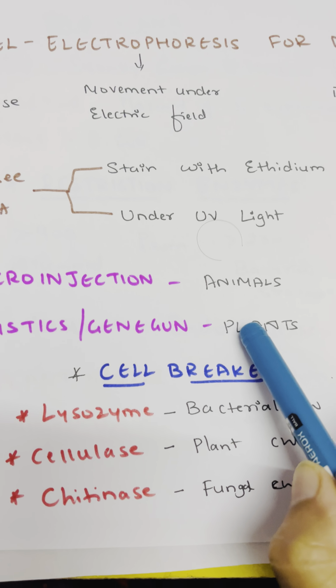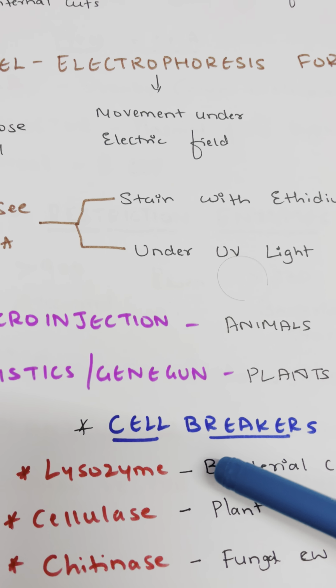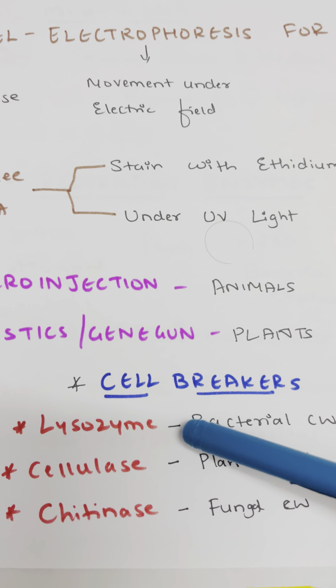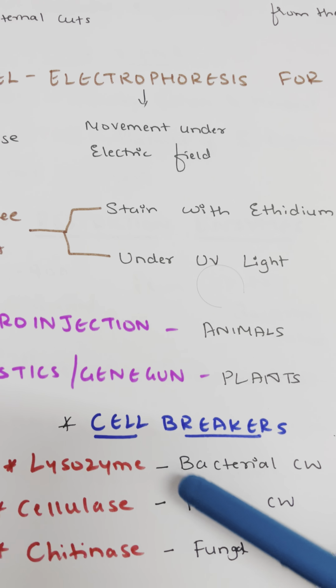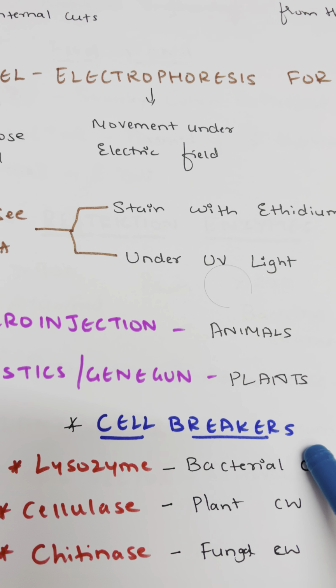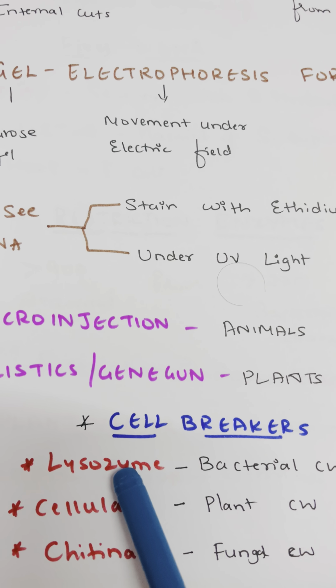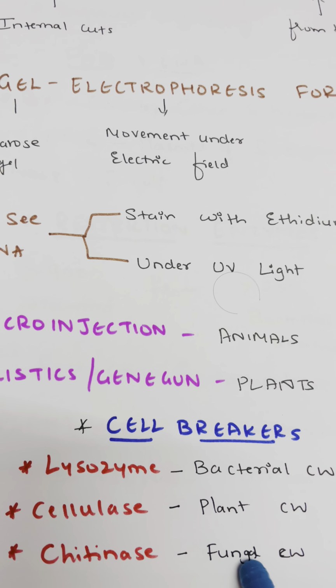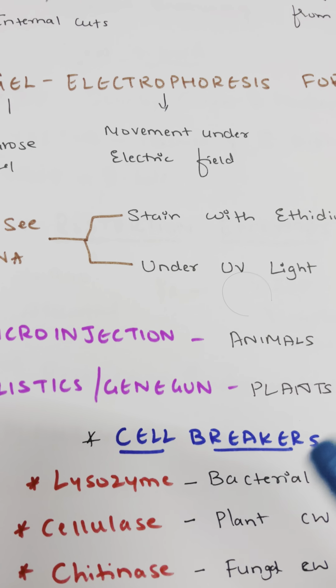Okay. Next, to extract the DNA, we have to break the cell wall of different organisms. So, to break the bacterial cell wall, we need an enzyme called lysozyme. And for the plant cell wall, we require cellulase. And for fungi, we require the chitinase enzyme. Okay. Next one.